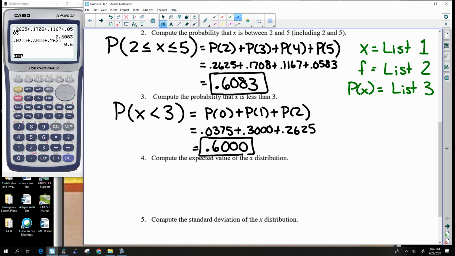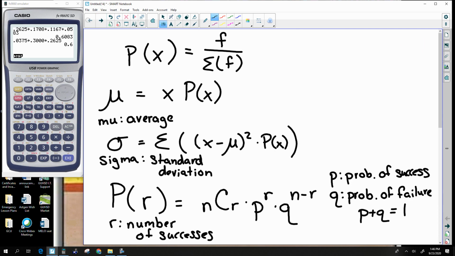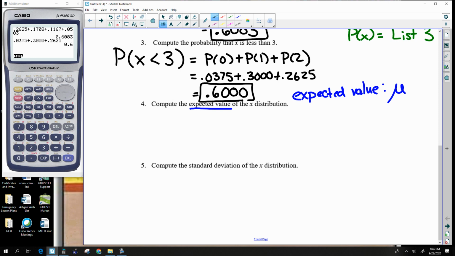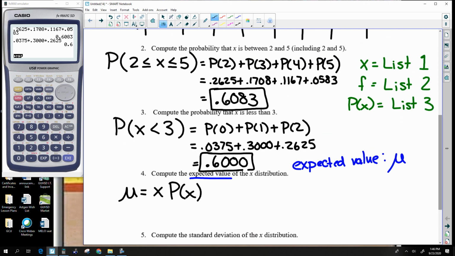Okay, the next question is asking for an expected value. The expected value is mu. It's that letter mu. It's the average. So let's start with the formula for that mu. Mu is equal to xpx. So the average is xpx. So think about this. Let's work smarter, not harder.